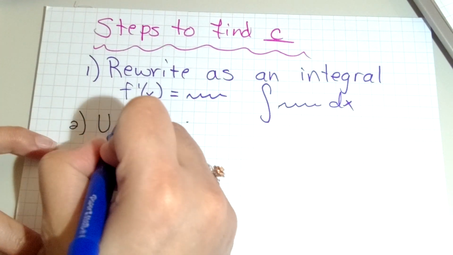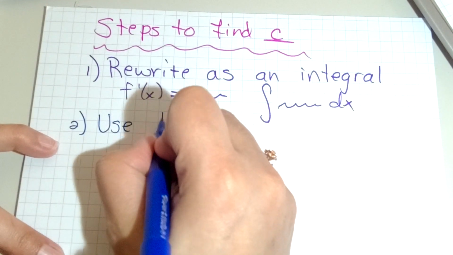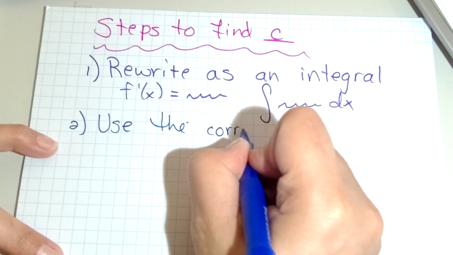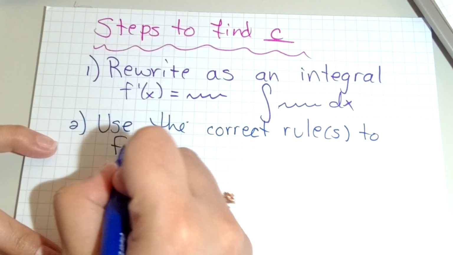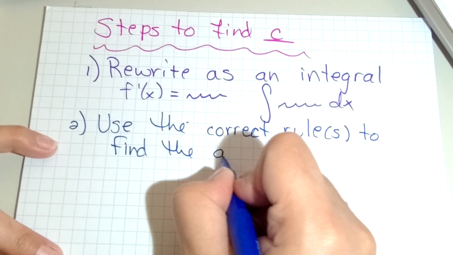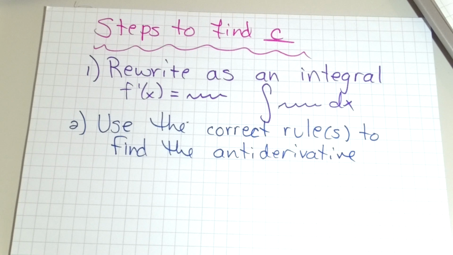Your second step is to, am I going too fast? Okay. Use the correct rule or rules to find the antiderivative. So sometimes you will need just the power rule, sometimes you'll need the constant rule, sometimes you'll need both. Eventually, when we get to special functions, you're going to need the special function rules. So make sure you know.